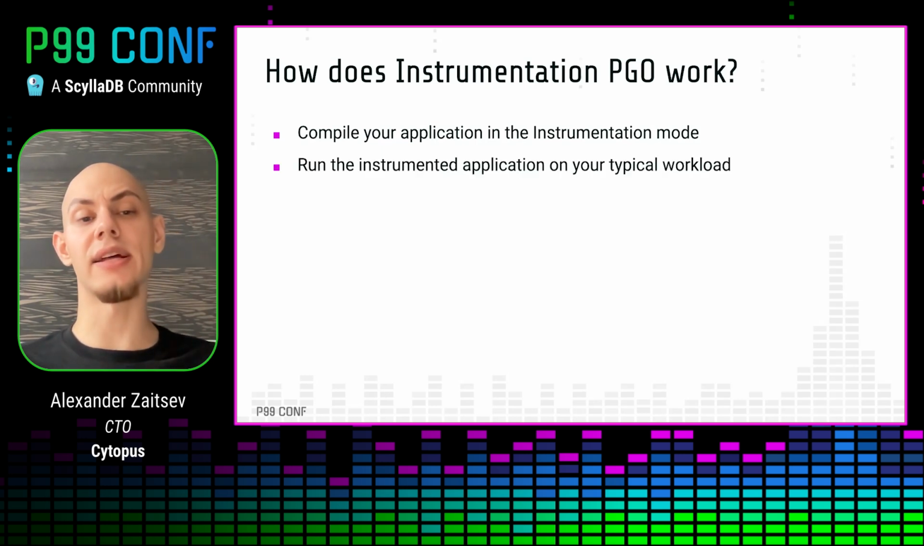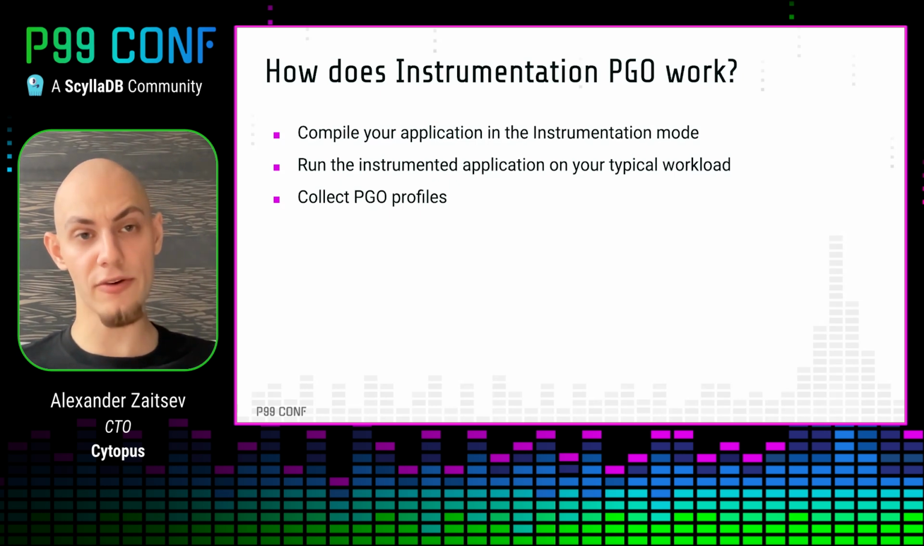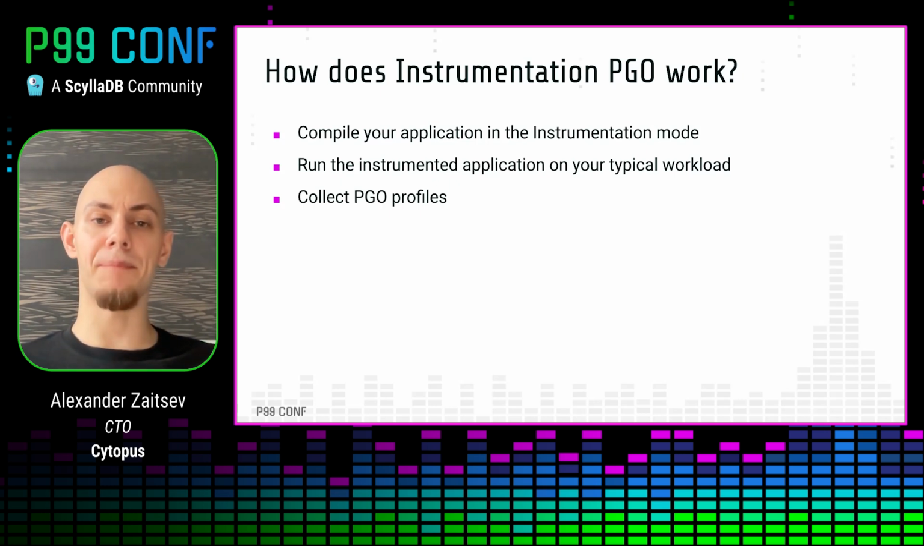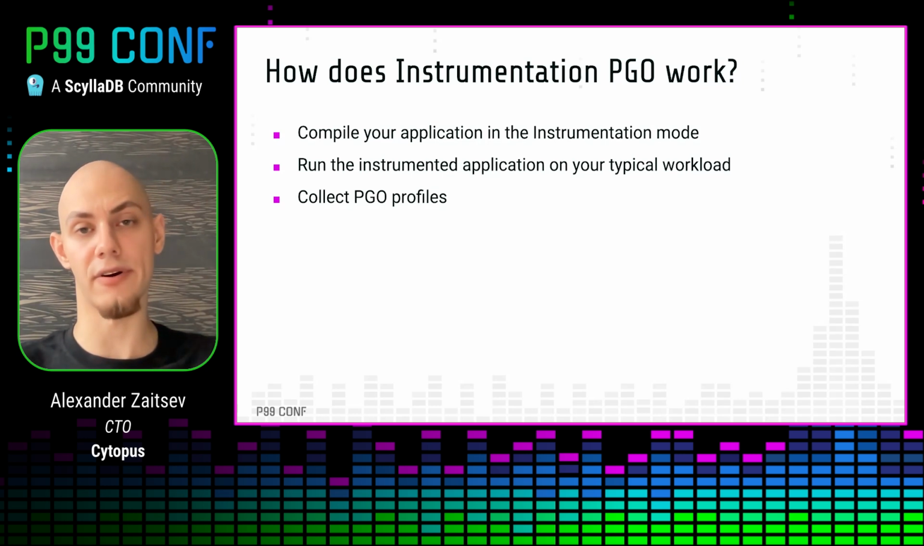So you need to run the instrumented application on your typical workload for which you are trying to optimize your application. Then you need to collect PGO profiles somehow from your application. Usually, in the instrumentation PGO, after the exit of your application, all these statistics, like values of all counters from your application, are just dumped to a file on the file system. However, it's possible to dump it, for example, not to a file system, but to a memory buffer.